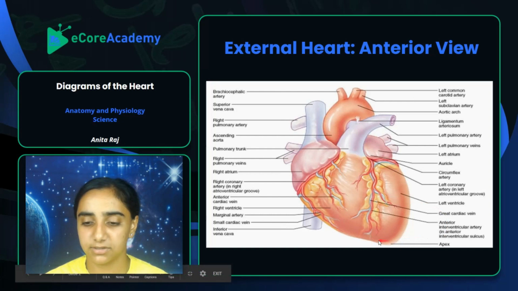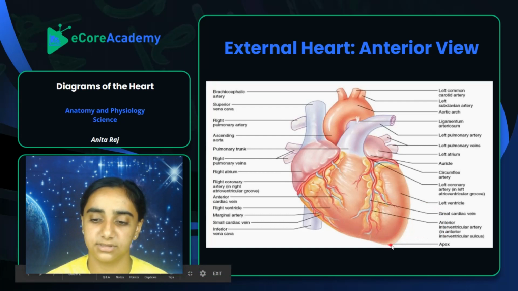Then you just have the apex of the heart. This would be the bottommost part of the heart that would be against your diaphragm. So this is the very bottom. This is what we call the apex of the heart.